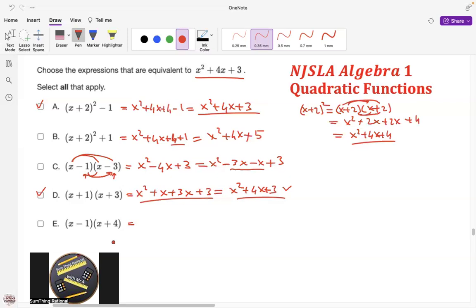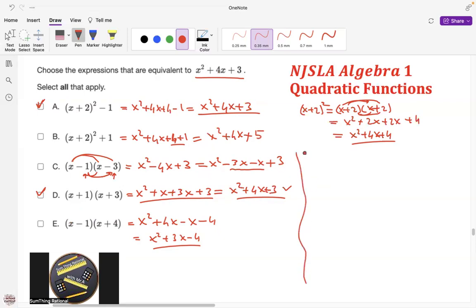What about the last one? What do you think? Will the last one be correct? Let's do it. X times x is x squared, okay? Then 4x, then minus x, then negative 4. When you simplify, what do you get? X squared plus 3x minus 4. Do they look like each other? No. So only two answers are correct, okay?